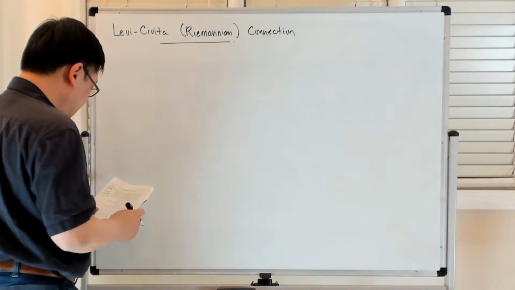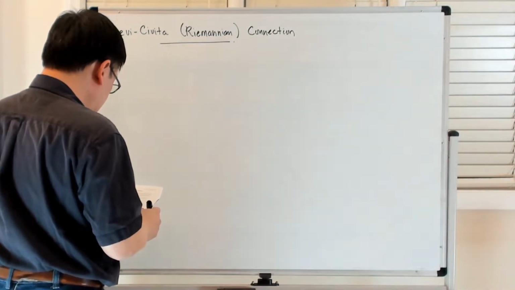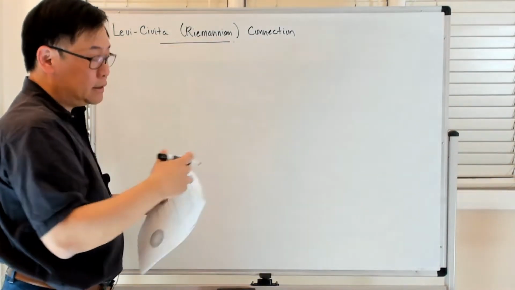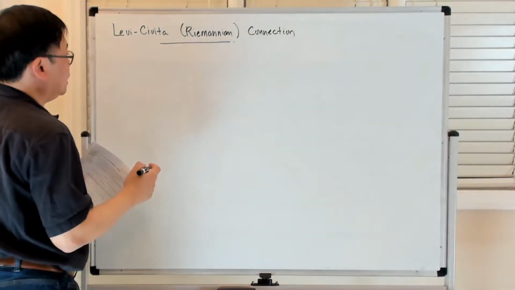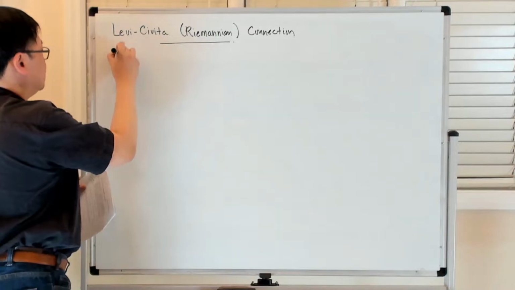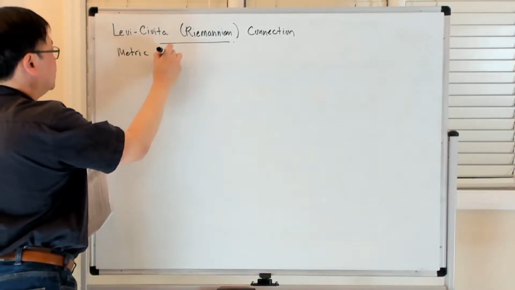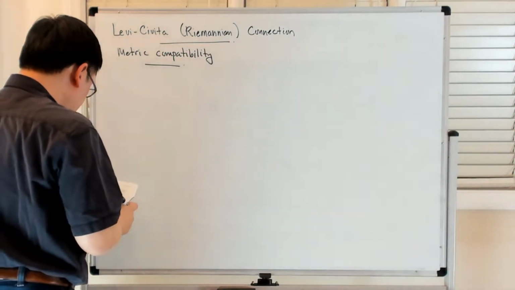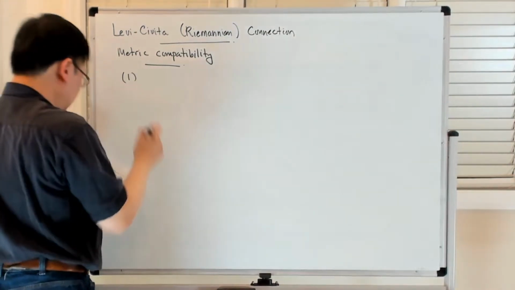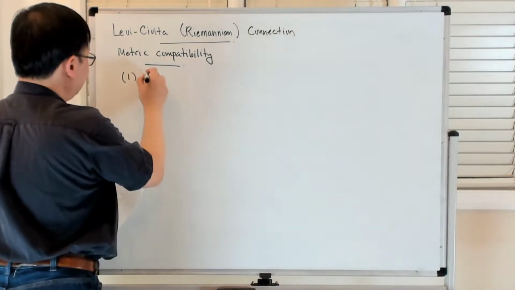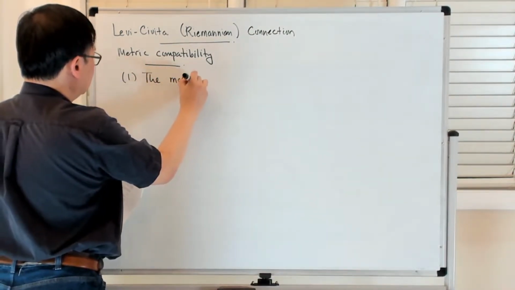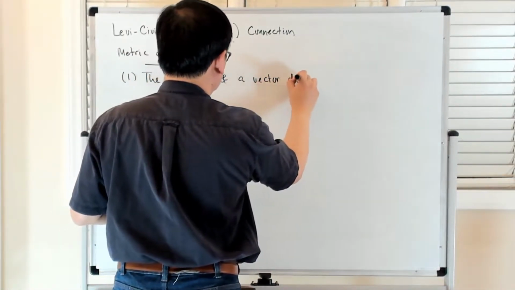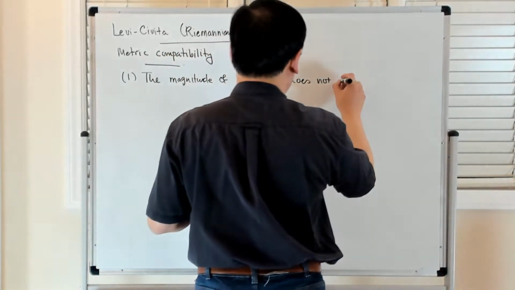One of which is that there's this idea of metric compatibility between a connection and a metric structure. What that basically means shows up in two ways. One of which is that the magnitude of a vector does not change under parallel transport.